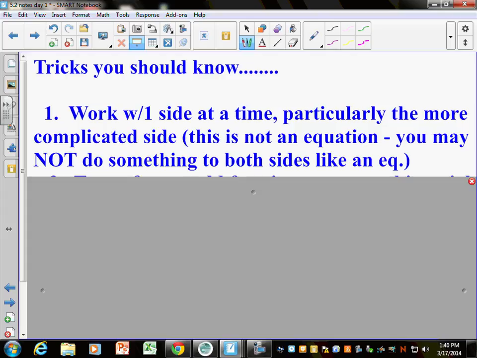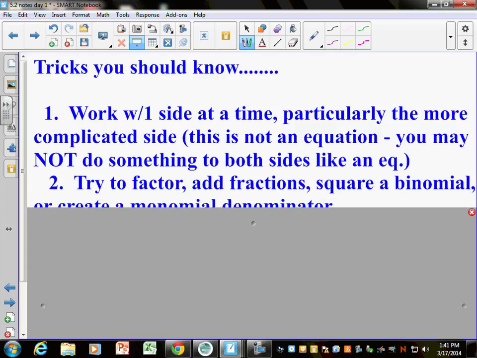You can get a common denominator, or you can factor. Look at the side that's more complicated. But remember, this is not an equation that we're solving, so do not subtract something to one side and the other. Do not square both sides. Do not divide both sides by a trig function. Like, you have to just work with the left side or the right side, and we'll go through that as we do some examples here and try to keep you on track there.